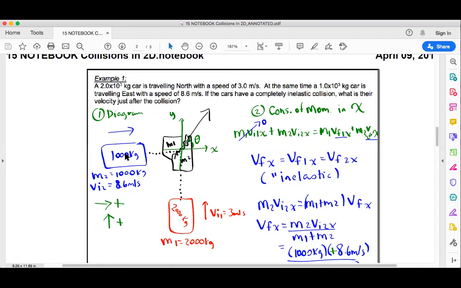It's pretty easy to see if they were exactly the same mass and exactly the same speeds traveling at 90 degrees to each other, that you would guess it would be 45 degrees. This one is faster, but this one has more mass. So we really have to do the math to judge whether it's bigger or smaller than 45 degrees.